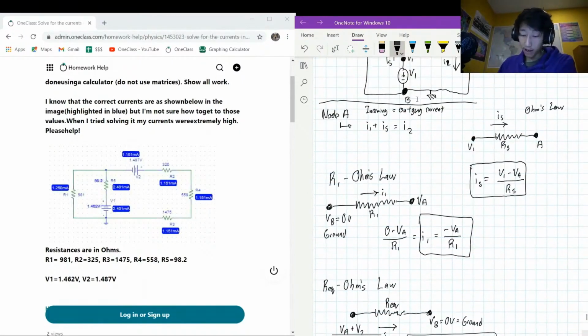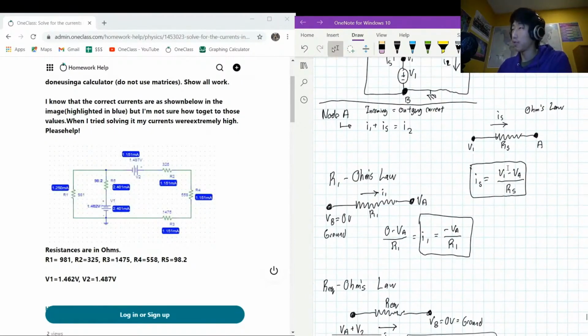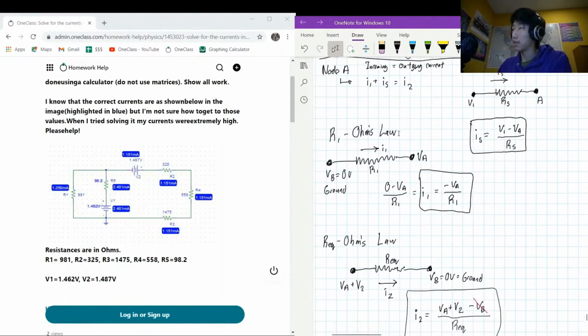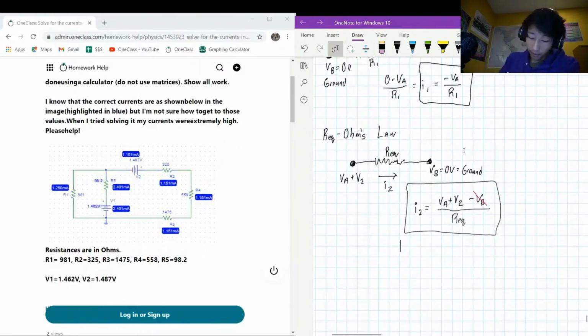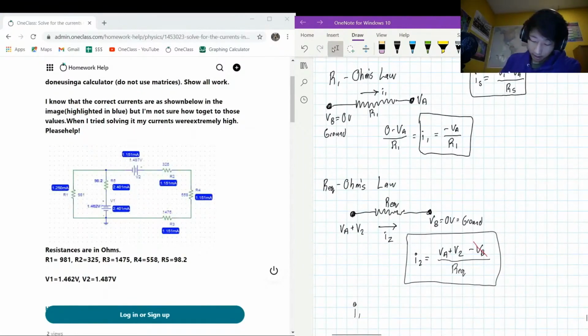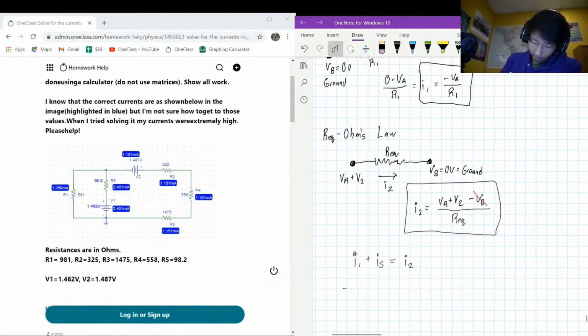Now remember at the beginning how we said that I1 plus I5 is equal to I2. So given that, the only unknown we have left here is VA. So if we sub all three of these equations into here, I'll just rewrite it. We know that we had I1 plus I5 is equal to I2. Okay, I1 is equal to negative VA over R1.